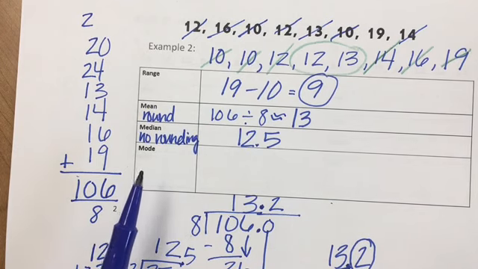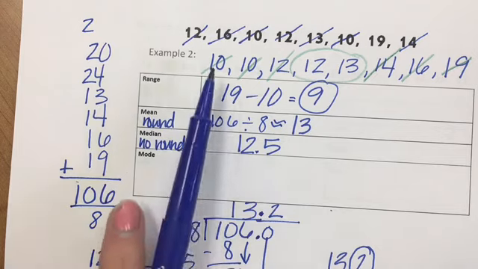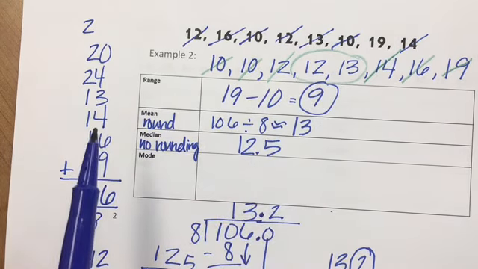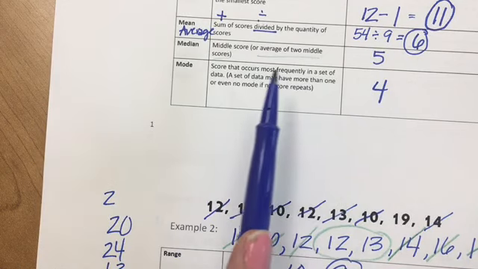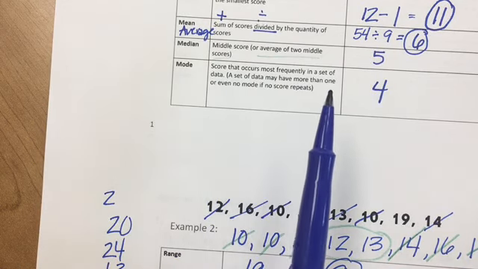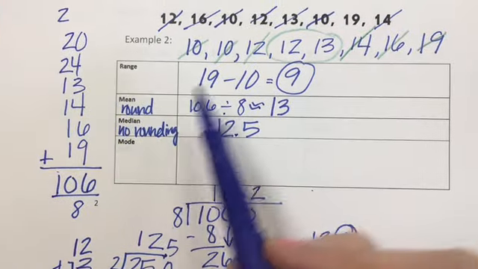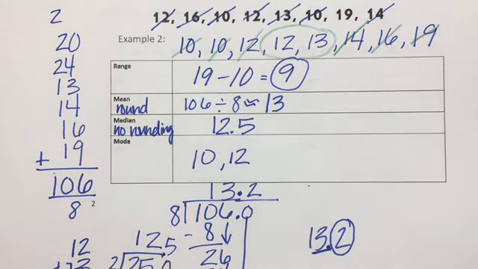Moving to the mode. The mode, remember, is the one that occurs the most. Now you see 2 10s and you see 2 12s. Are there any other repeats? So what is our mode, 10 or 12? Well, if we look back up here at the definition, it said a score that occurs most frequently, and it says a set of data may have more than 1. So coming down here, our mode is actually 10 and 12, and we have our answer.